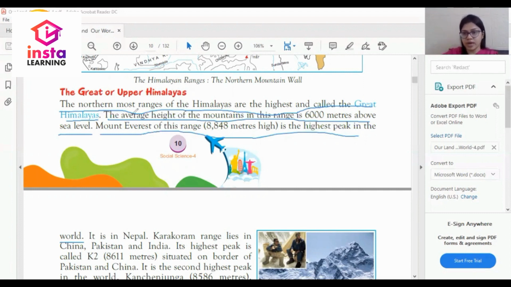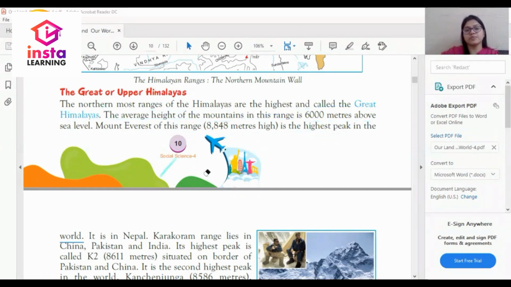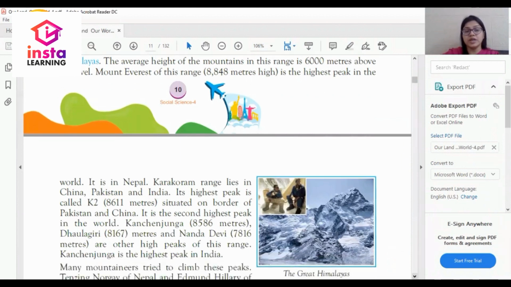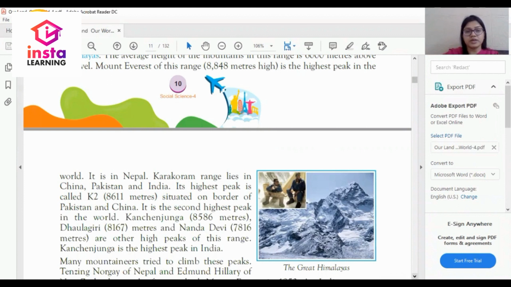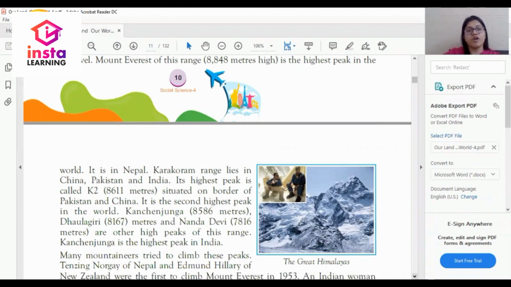The Great or Upper Himalayas की कौन सी पहाड़ी, कौन सी रेंज? माउंट एवरेस्ट सबसे हाईएस्ट पीक है, सबसे ज्यादा हाईएस्ट पीक पे है. It is in Nepal. So this is a very important question. Where is the highest peak of Mount Everest situated? Mount Everest, which is the highest peak in the world, is situated in Nepal.